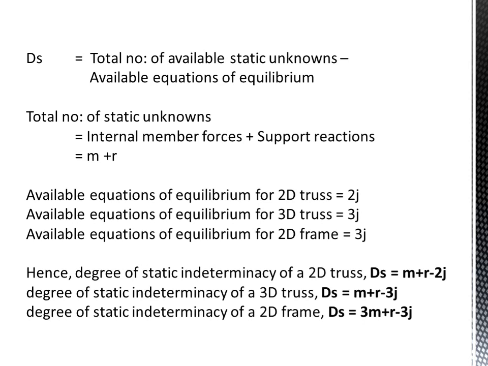So at last, for calculating ds, we can combine these formulas and obtain the degree of static indeterminacy. For a 2D truss, ds is equal to M plus R minus 2J. For a 3D truss, ds is equal to M plus R minus 3J. And for a 2D frame, ds is equal to 3M plus R minus 3J.